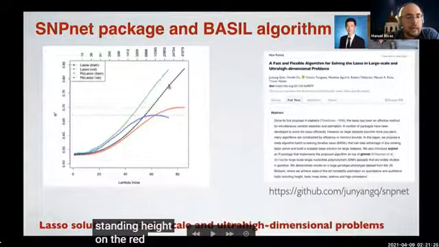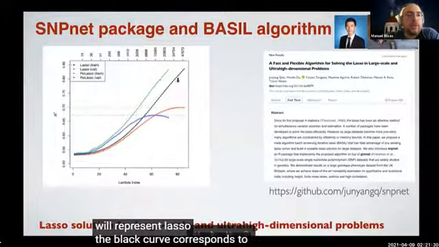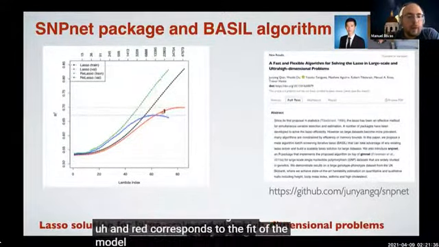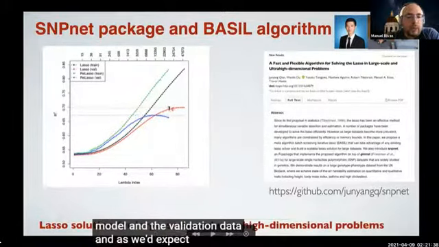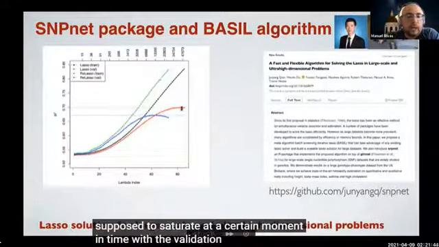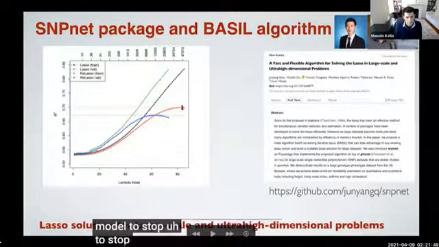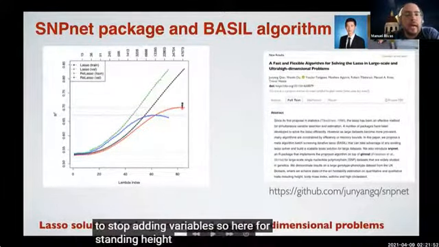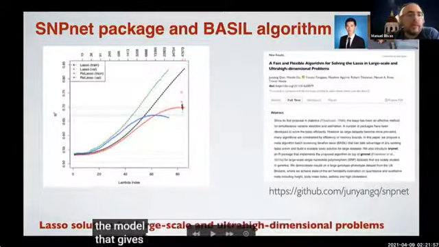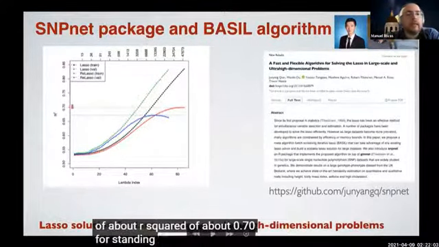The red and black curves represent LASSO. The black curve corresponds to the fit of the model on the training data, and red corresponds to the fit of the model on the validation data. And as we'd expect, the model is supposed to saturate at a certain moment in time with the validation data, and that is when we decide to tell the model to stop adding variables. So here for standing height, we've included 47,000 variables into the model that gives a prediction performance of about R² of about 0.70 for standing height.